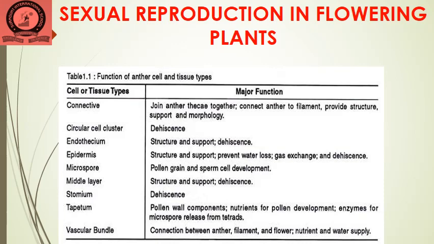Next, the microspore is important in the development of the pollen grain. It plays an important role in the development of pollen grains. Next is the stomium, which helps in dehiscence, and a very important layer is the tapetum, which provides nourishment to the developing microspores, and it secretes enzymes for microspore release from the tetrad. It also secretes several enzymes and helps in the formation of the exine. Next is the vascular bundle, which connects the anther and filament and the flower, and provides nutrition. It provides nutrition and water supply to the anther.